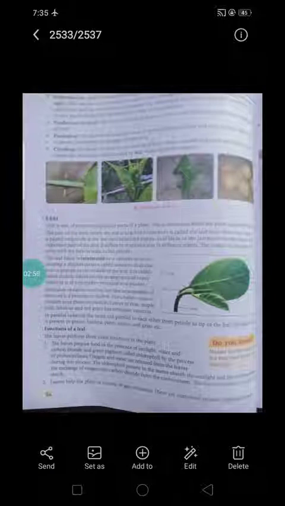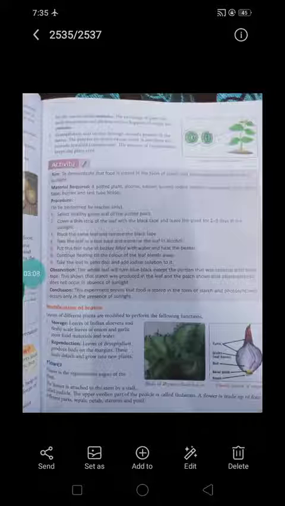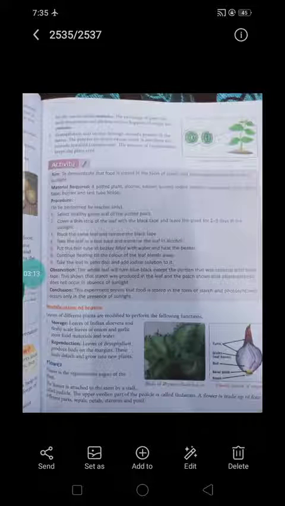Numerous minute openings present on the leaf are called the stomata. The exchange of gases for both respiration and photosynthesis happens through the stomata. Transpiration also occurs through the stomata present in the leaf. The process by which excess water is lost from the stomata is called transpiration. The process of transpiration helps to keep the plant cool.